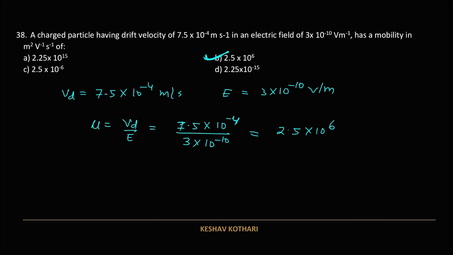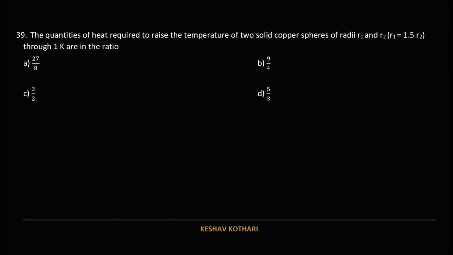Let us move to the next problem. The quantities of heat required to raise the temperature of the two solid copper spheres of radius R1 and R2, where R1 is equal to 1.5 times R2, through 1 Kelvin, are in the ratio. So if we consider that both are copper, so we say that the density for both of them is same, and the volume is given by V is equal to 4 by 3 pi R cube. Now the value of heat energy that is required to raise the temperature is equal to m c delta theta.